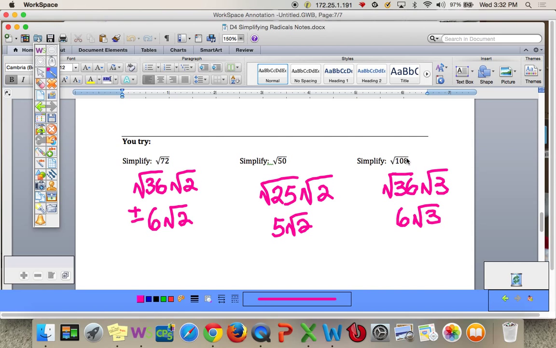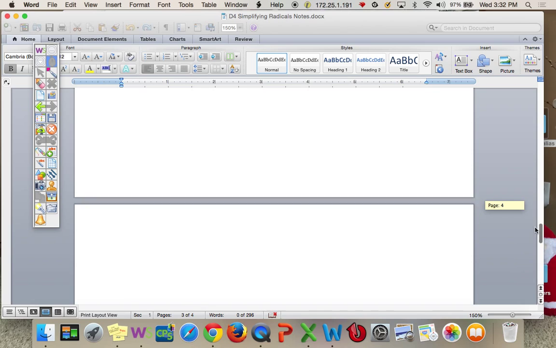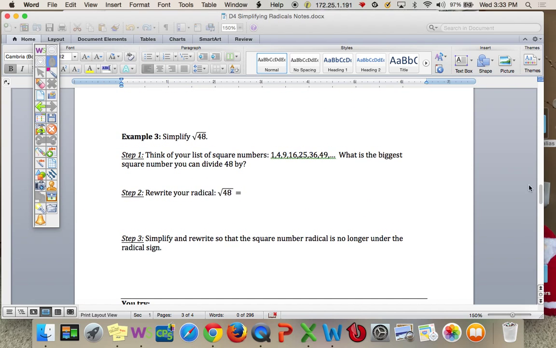Now these are equivalent. You can check your answer by typing in 6 times the square root of 3, and then if you type in the square root of 108, you'll get the same answer. All right, and that's it for simplifying square roots. So again, the steps are to figure out the biggest square number you can divide by, pull it out, simplify it, and you'll get your answer.